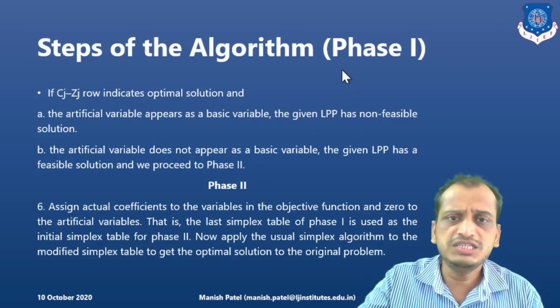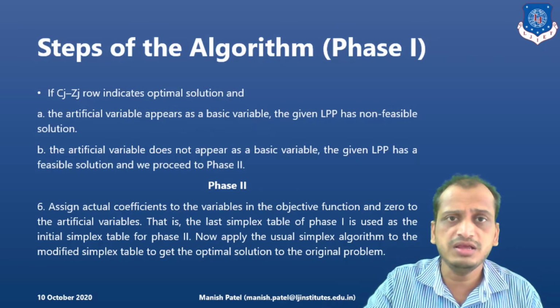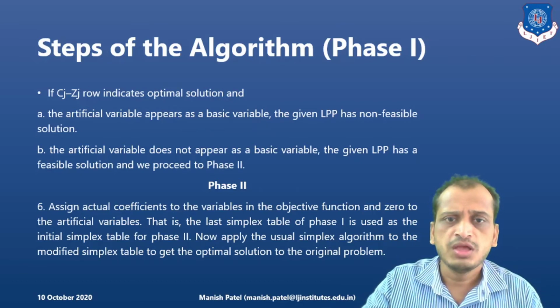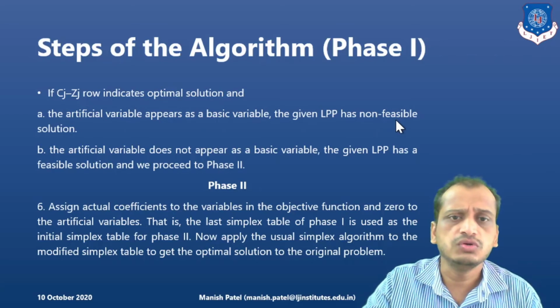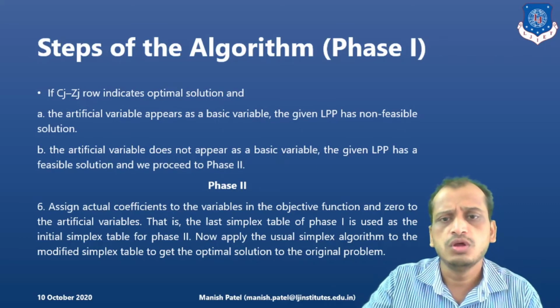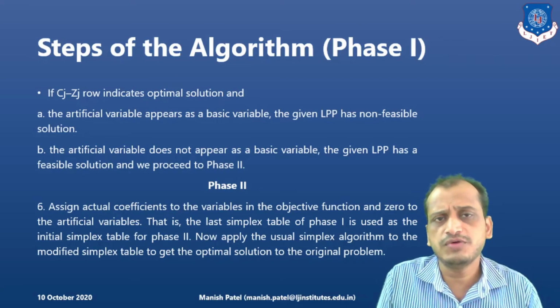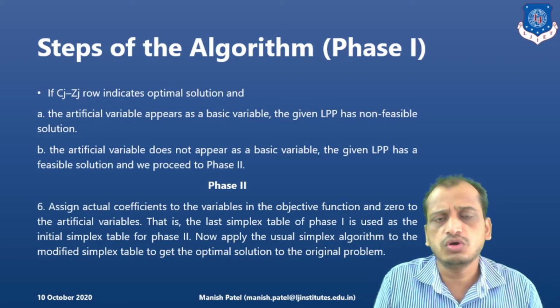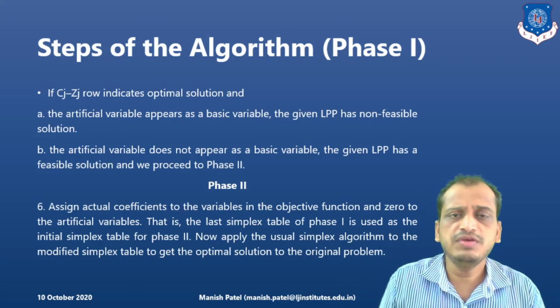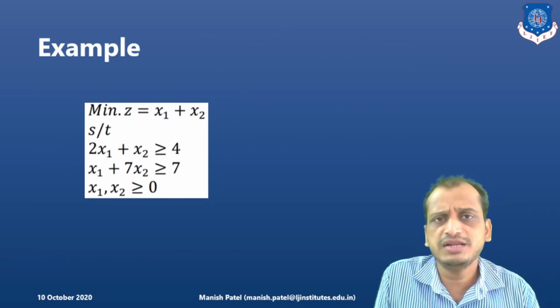Finally, if Cj minus Zj indicates the optimal solution, we check whether an artificial variable appears as a basic variable. If it appears as a basic variable, then the LPP has no feasible solution. But if the artificial variable does not appear as a basic variable, the LPP has a feasible solution and we proceed to phase 2. In phase 2, we also introduce the original coefficients of the objective function into the table, and then we solve the problem and arrive at the optimal solution. So let's look into an example so that you can understand the steps involved.